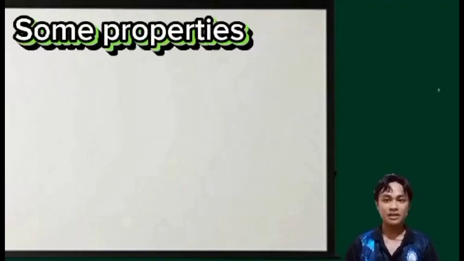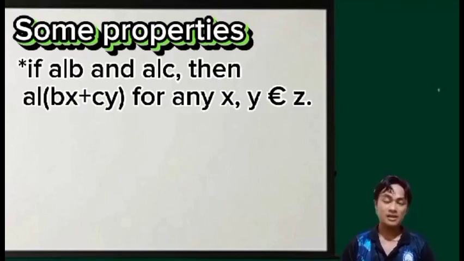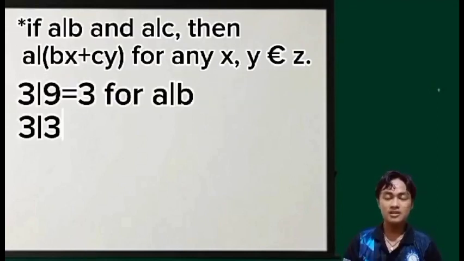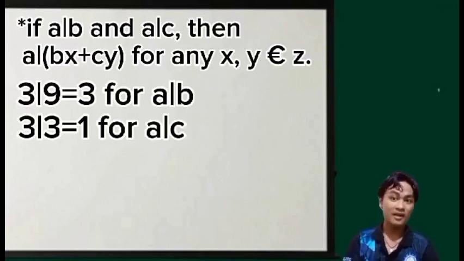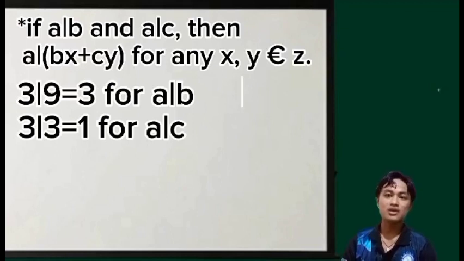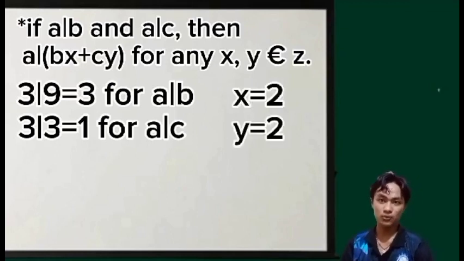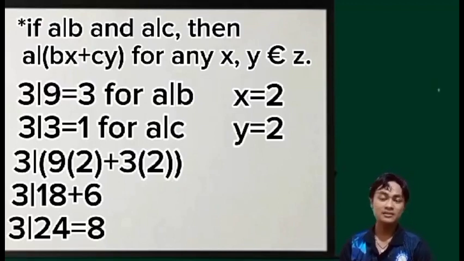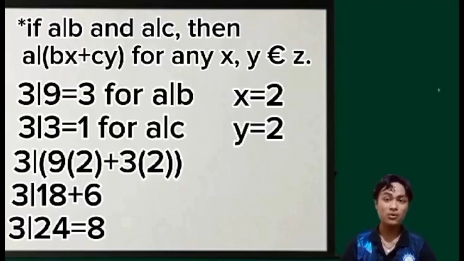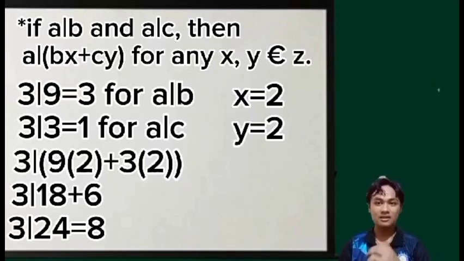Now, let's move on to another property, which is if a is divisible by b and a is divisible by c, then a is divisible by b times x plus c times y for any real numbers x and y. Example, 9 divided by 3 is 3 and 3 divided by 3 is 1. Now let's assume that x and y are equal to 2. So 9 times 2 is 18, 3 times 2 is 6, and 18 plus 6 is 24. So 24 divided by 3 is 8.